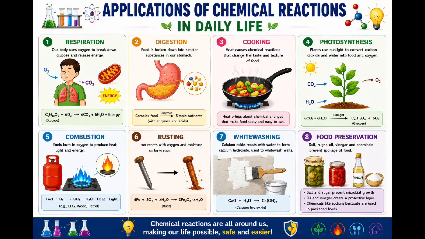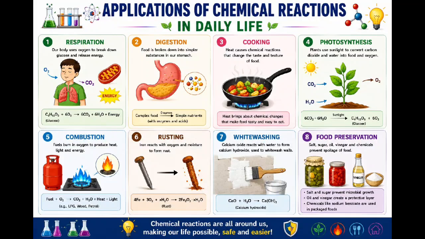Next, have you ever seen a freshly whitewashed wall? Whitewashing also involves a chemical reaction. First, quicklime reacts with water to form slaked lime. Then, when it is applied to the wall, it reacts with carbon dioxide in the air. These form a hard white coating on the wall.